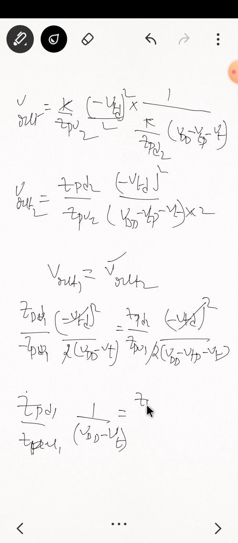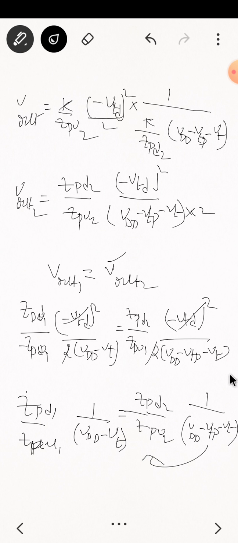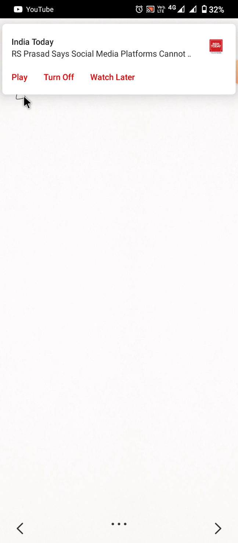Okay. ZPD2 by ZPU2 equals 1 upon VDD minus VTP minus VT. What I got, that one. Next, I am bringing this to the left-hand side. This denominator will become a numerator, so the next equation will be like this.